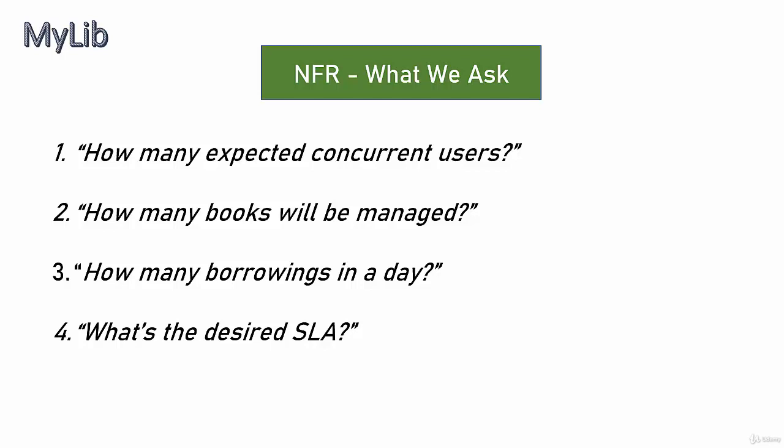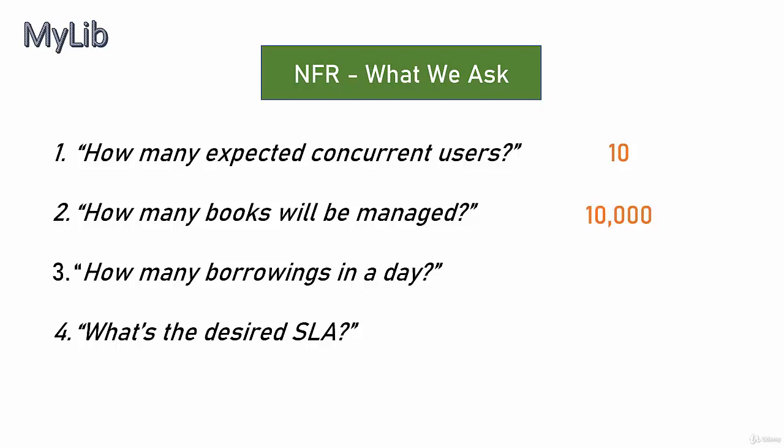So these are the questions we ask, and now let's look at the answer we've got. So first, the system should expect 10 concurrent users. This number makes sense, since the main users here are the librarians, and there aren't a lot of them in a library. So 10 concurrent librarians sound about right, even a little bit high. Anyway, with 10 concurrent users, we don't expect any load issues, and it looks like we are fine.